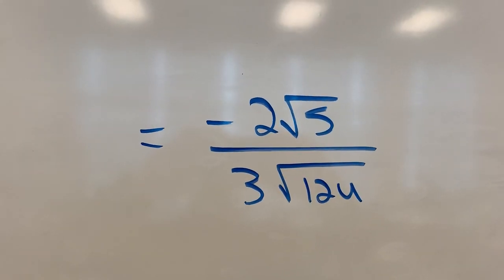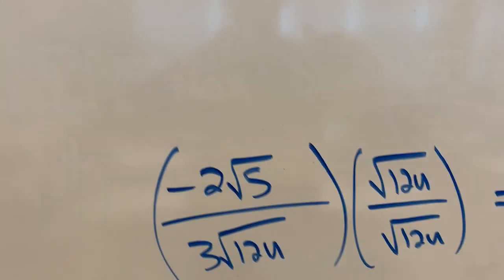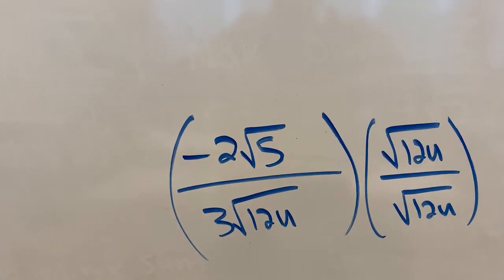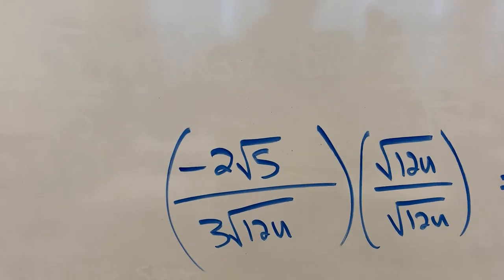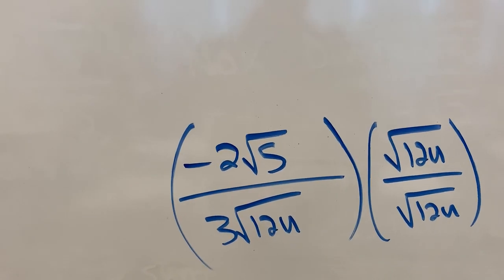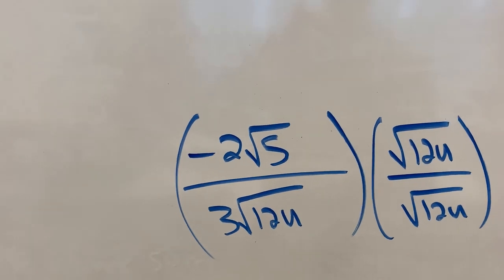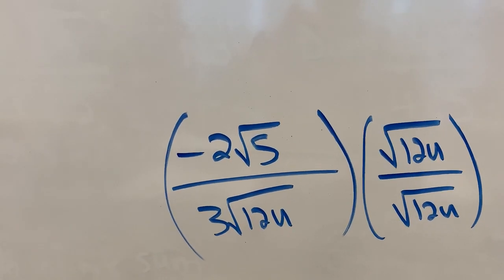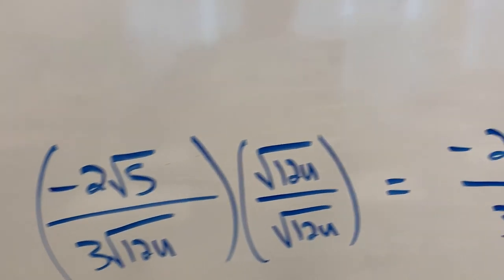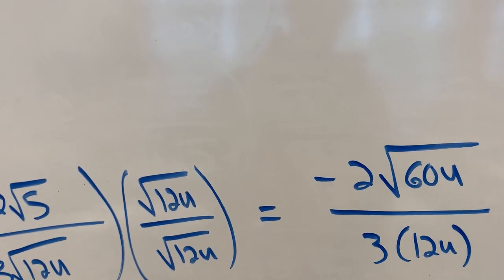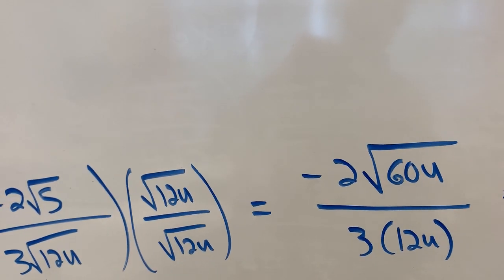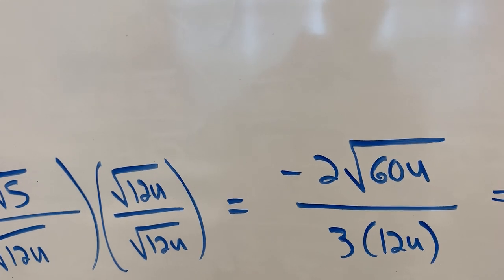To rationalize that denominator, I'm going to multiply by root 12u on the bottom, which means I'm also going to multiply by root 12u on the top. Now the bottom, great things happen. The square root's going to go away. I'm going to have 3 times 12u. On the top, I'm going to have negative 2 out front still, but the 5 times 12u can happen underneath the radical.